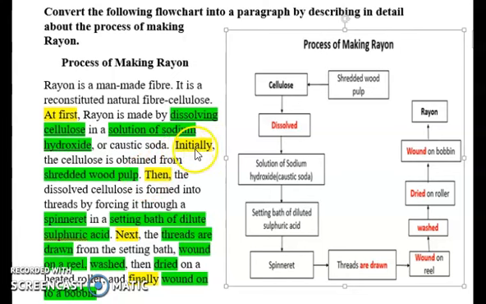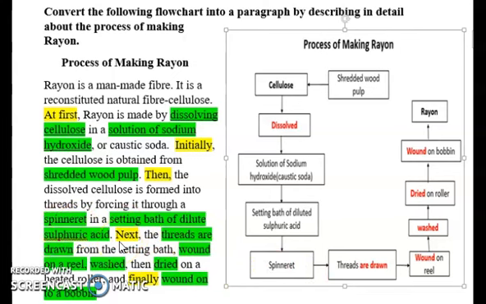Look at the word initially. I mentioned it, and then at first was followed by initially. You can use introductory sequence words. And look at how I move on using the process sequence words. Then the dissolved cellulose is formed into threads by forcing it through a spinneret. So again, the fifth box is described here.